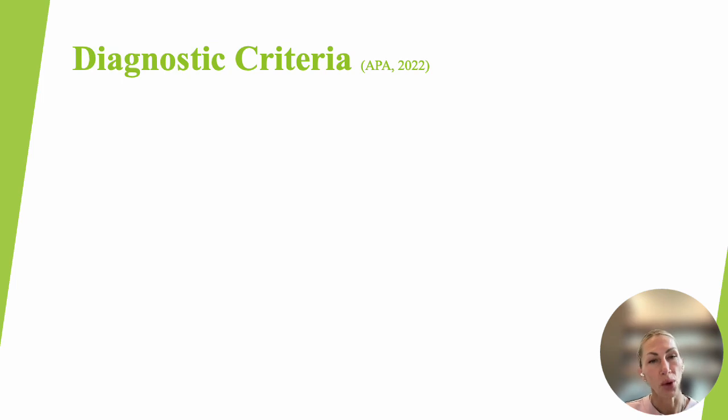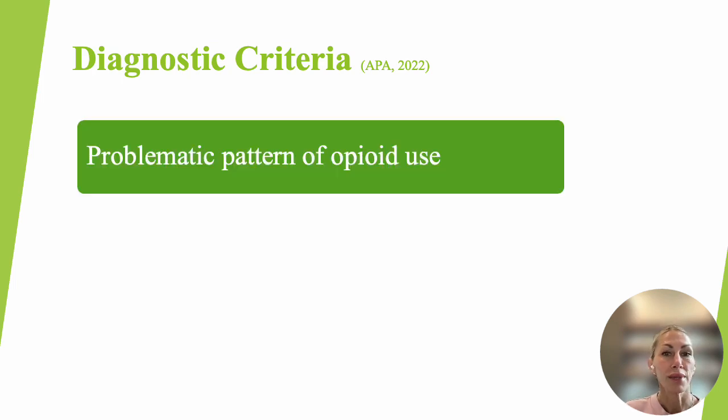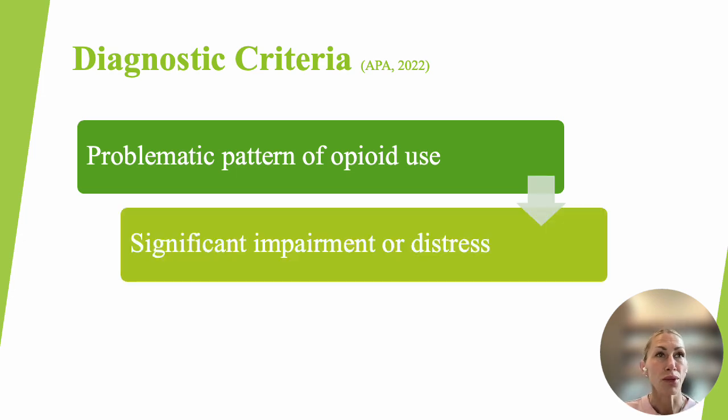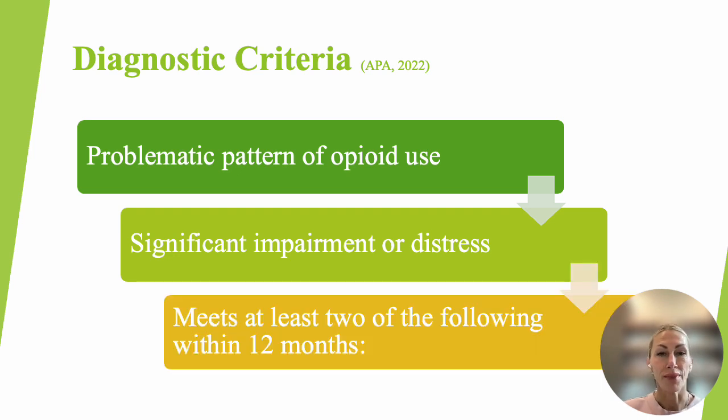Opioid use disorder, or OUD, is a serious medical and mental health condition that requires a thorough clinical evaluation for diagnosis. According to the American Psychiatric Association, the DSM, or Diagnostic and Statistical Manual of Mental Disorders, outlines several criteria for identifying this disorder. To be diagnosed with OUD, an individual must demonstrate a problematic pattern of opioid use that leads to significant impairment or distress. This pattern must meet at least 2 of the specified 9 criteria within a 12-month period.